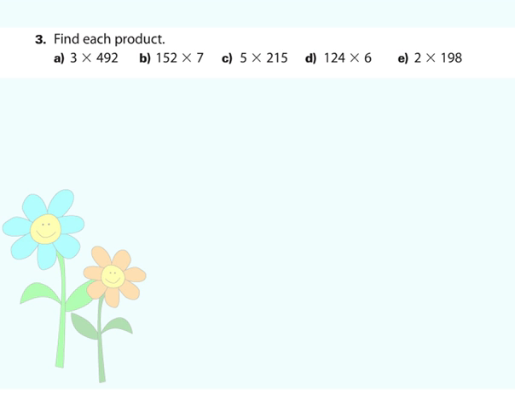Let's have a look at question 3. It says find each product, and they're letting you choose the strategy. When you write this down in your notebook, write it like this. Put the 3-digit number on top, your multiplication sign, by the single digit, the ones are lined up, and then multiply the short way.